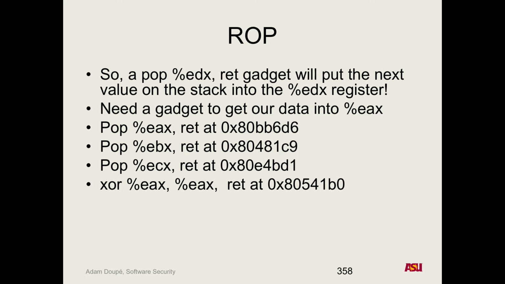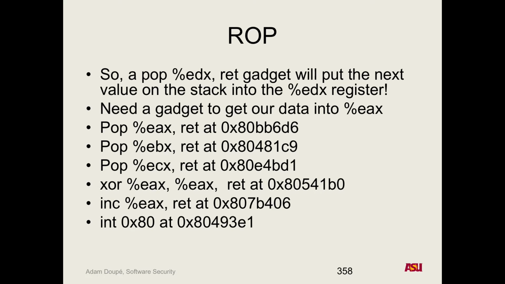We could use a pop EAX, but then what would that mean we'd have to have on the stack? We have to have a 0 as part of our ROP payload, right? Which, as we've seen, is problematic, so we want to avoid them whenever we can. And then we found an increment EAX return at this location.